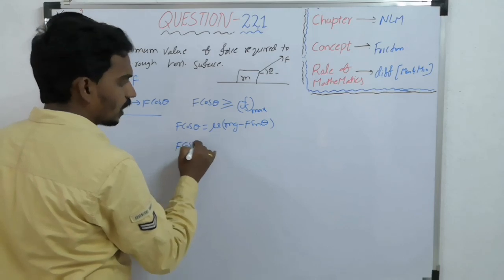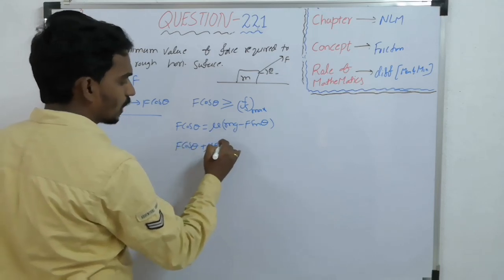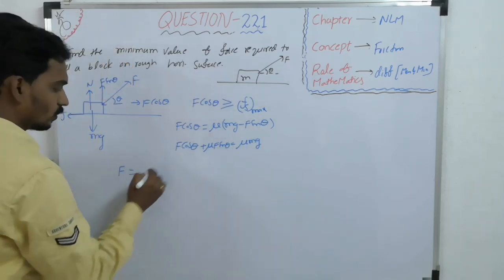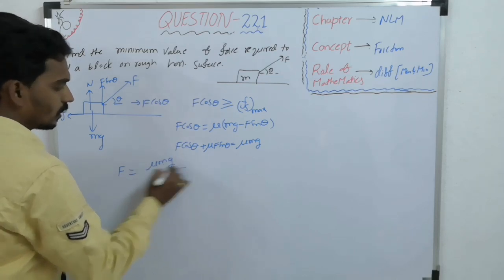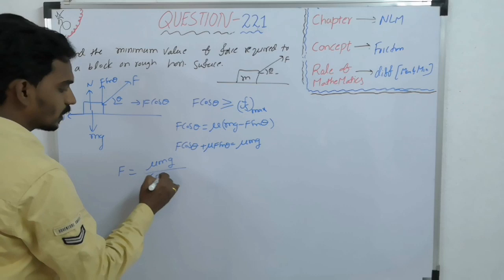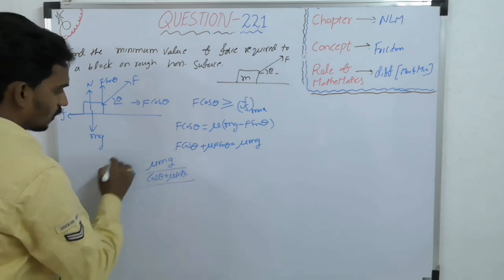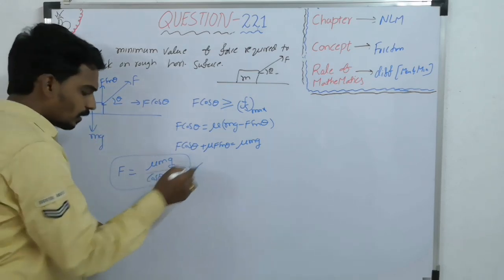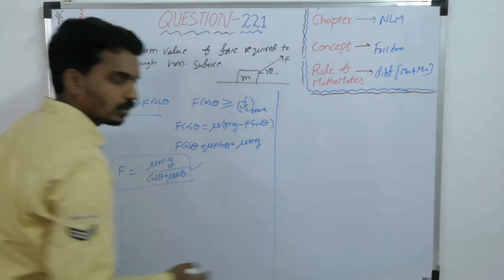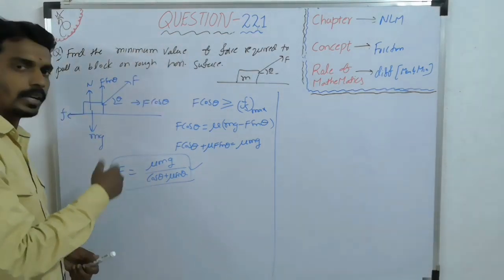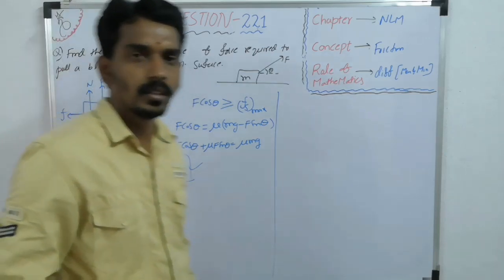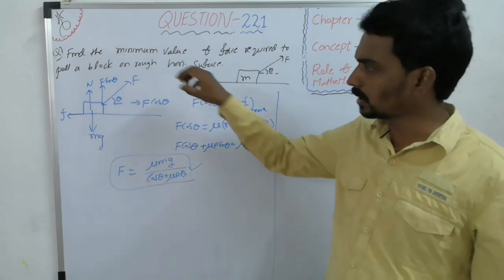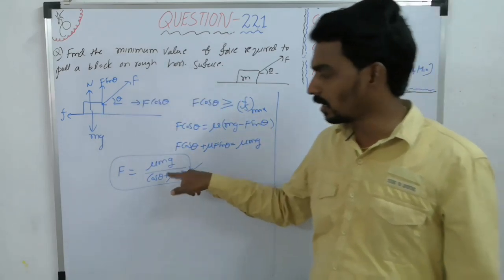So F cos theta, and you bring this term to this side, plus mu F sin theta equals mu mg. So F equals mu mg by, taking F common, cos theta plus mu sin theta. So for a particular angle, this much minimum force you need to apply to move the block. This is the minimum force required to pull the body on this rough surface at an angle theta.